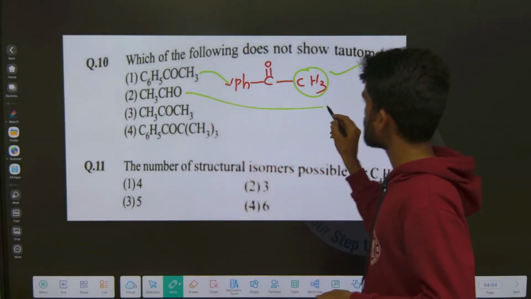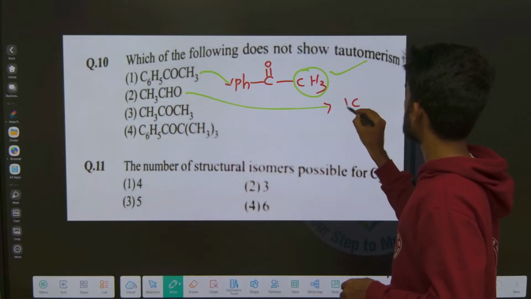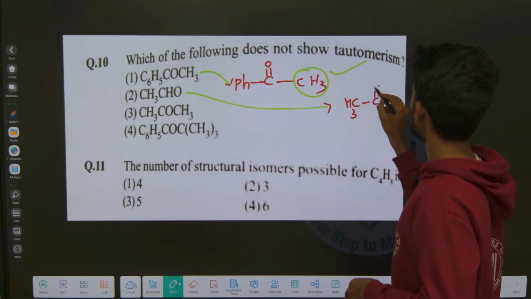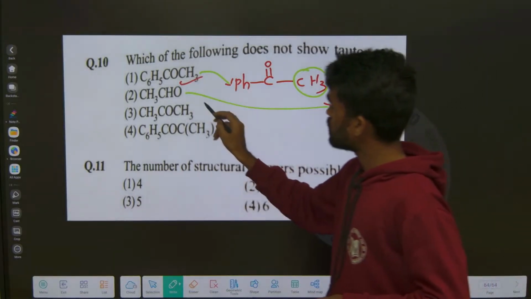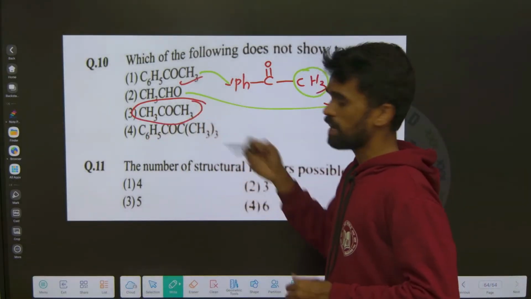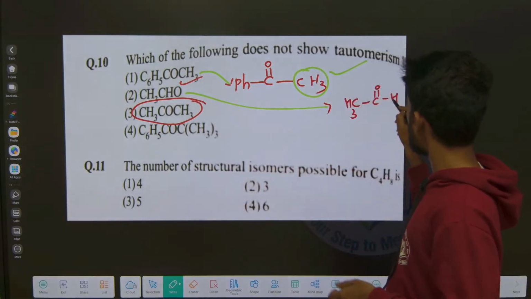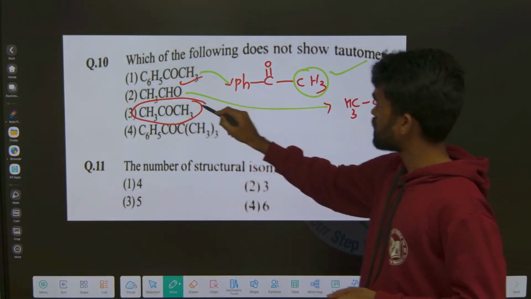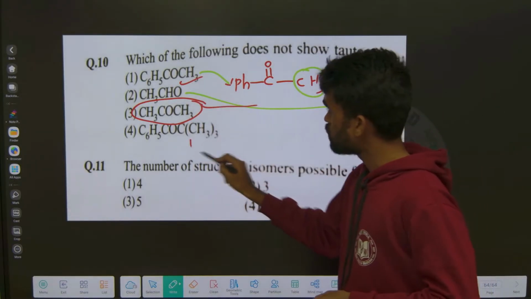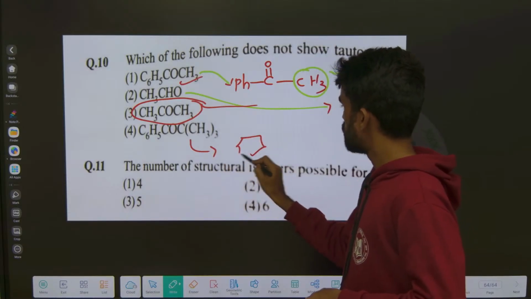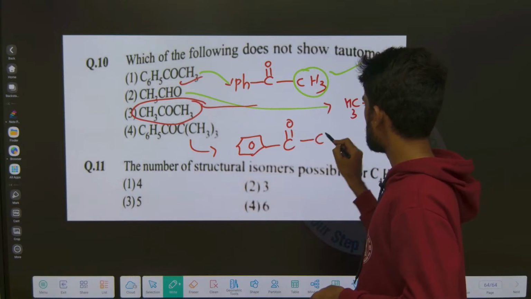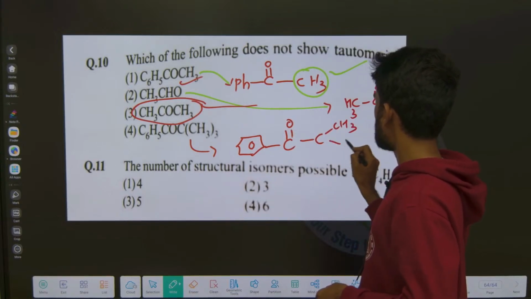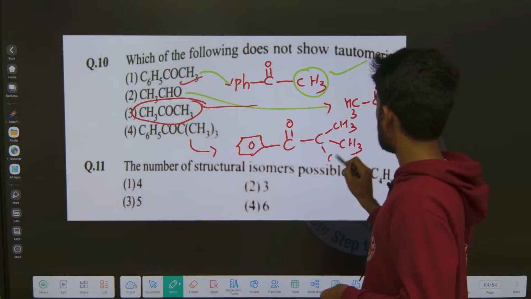Next, what about this structure? Yes, CH3 is there, and CH3 has 3 alpha hydrogens, so it can also show tautomerism. Okay, now what about this? Yes, acetone, having CH3 groups on both sides, also shows tautomerism. Next, what about this? One side is phenyl, and the other side is a tertiary butyl group attached.